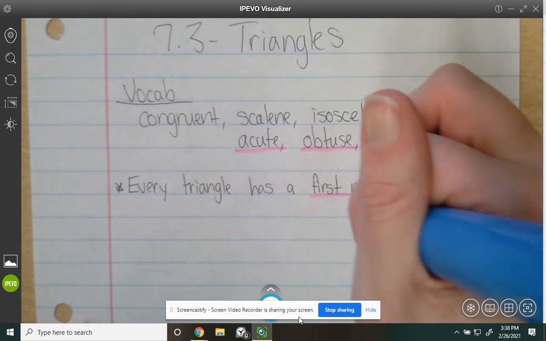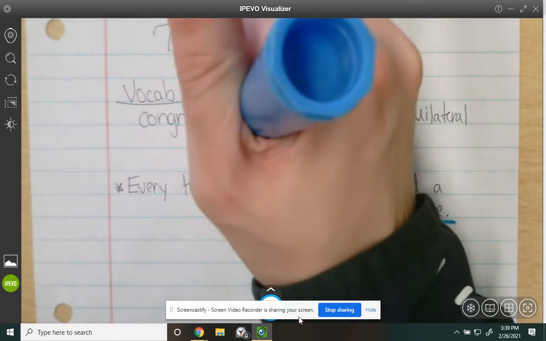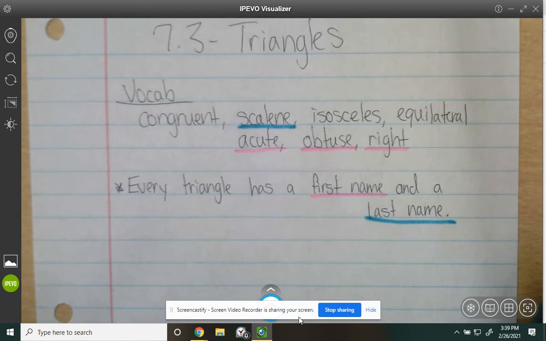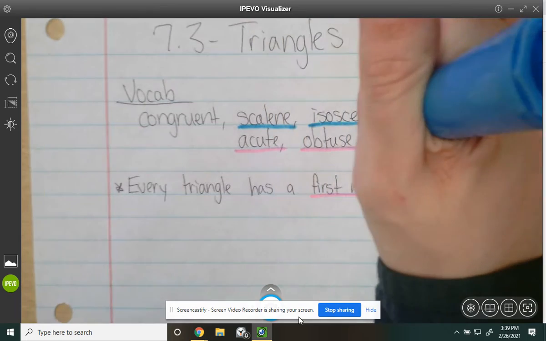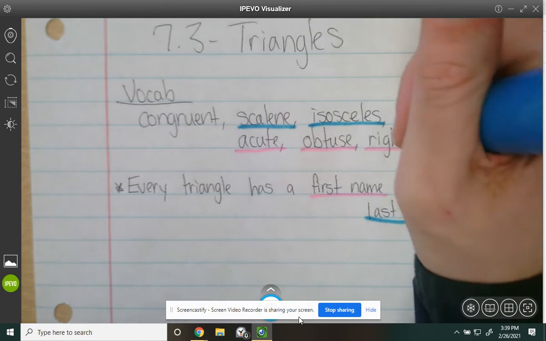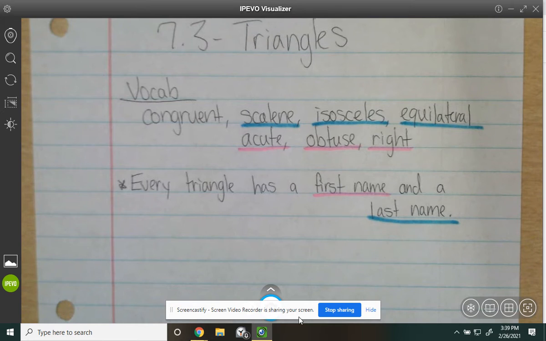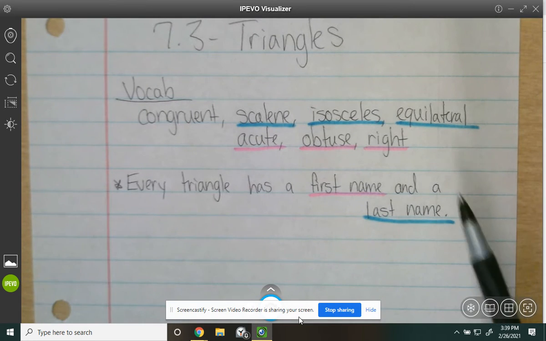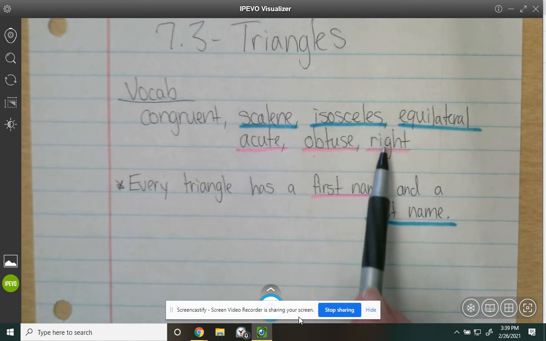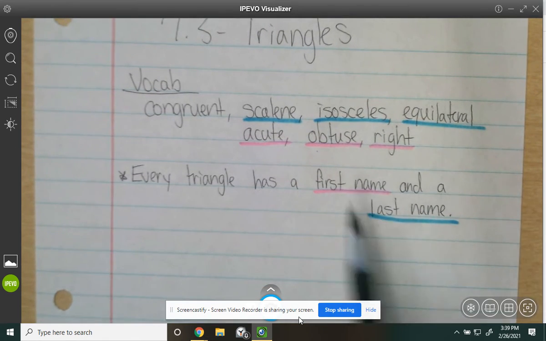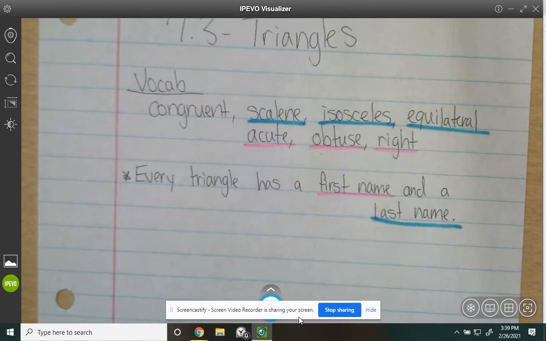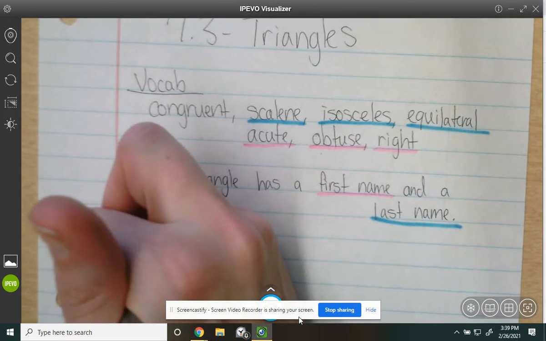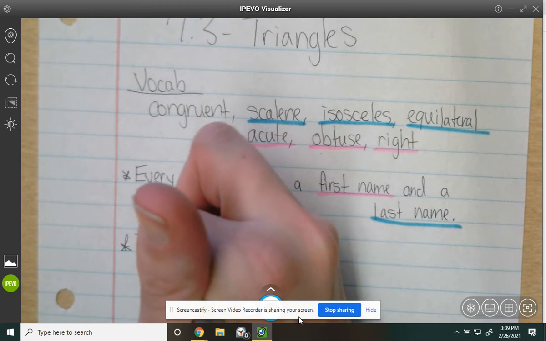And then the last name is by the sides. So if it has no equal sides, it's scaling. If it has two equal sides, it's an isosceles. If all three sides are equal, then it's an equilateral. So let's say I had an acute equilateral triangle. That's what it would be, an obtuse scaling, a right isosceles. So you would pick one name from here and then pick one name from here to name the triangle. Okay, so I'm not going to do any examples of that because you've already done that.